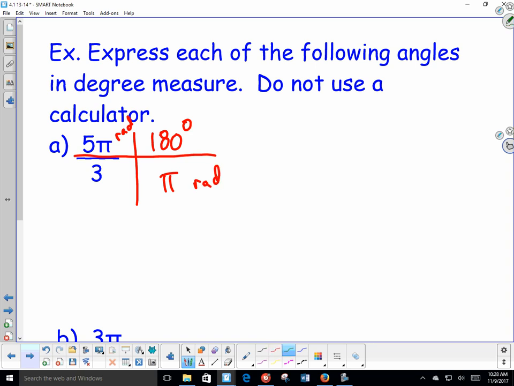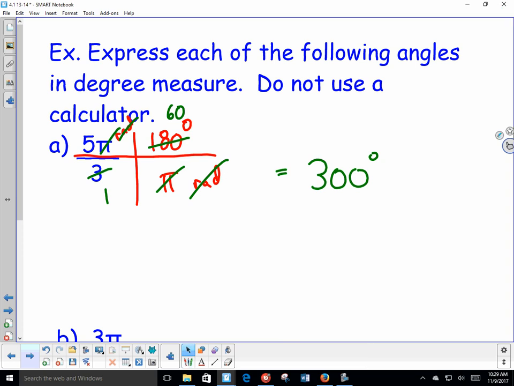So the radian units are going to divide out, and the pi's can divide out. And 3 goes into 3 once and into 180 60 times. So I get 5 times 60 is 300. What units? Degrees. 300 degrees. Are we okay with this? Okay, so that's how I would do those.